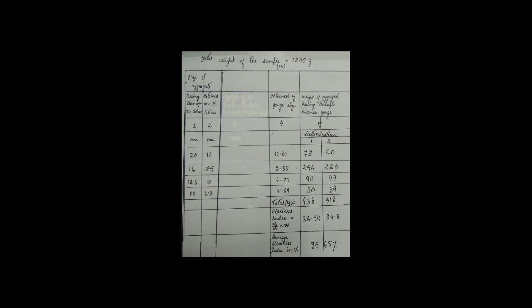Now the average flakiness index of the two is calculated to be 35.65 percent. We must remember that a flakiness index in excess of 35 to 40 percent is considered undesirable, but in our case it is not undesirable and our aggregate is fine.